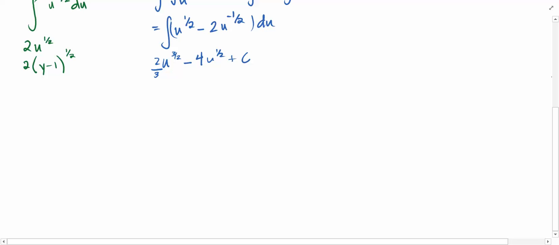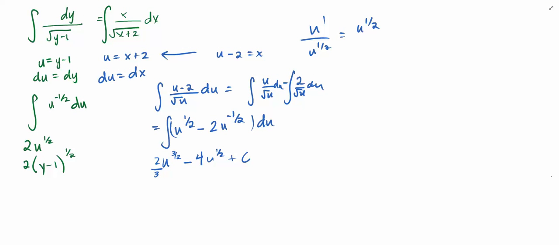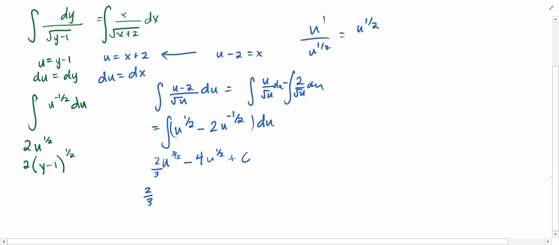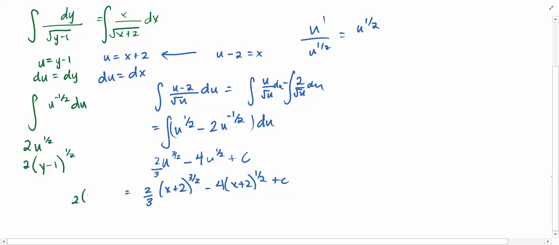Now at this point I would put your u back in. So our u on the blue side was equal to x plus 2. So we have 2/3 times x plus 2 to the 3/2 minus 4 times x plus 2 to the 1/2 plus some constant c. Okay, and this was equal to, on the left side, 2 times y minus 1 to the 1/2. And again, we could have put a plus c on this side too. So we're just going to have a plus c somewhere. Now you're just solving for y, so you're going to divide by 2, take the square root, and add 1. That should get you the answer.